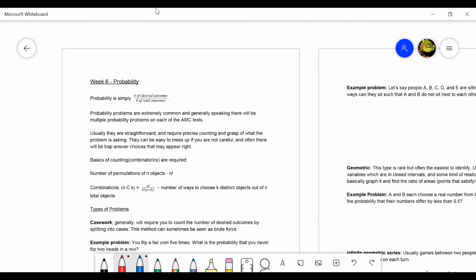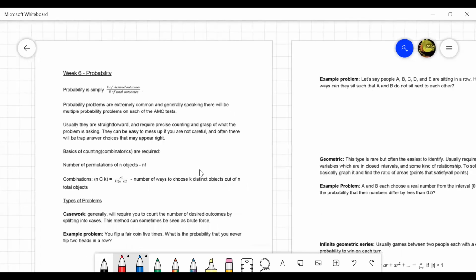So we start off with a simple definition of probability, which is the number of desired outcomes over the number of total outcomes. And I guess this can be visualized in a lot of ways. So if you're rolling a die and you want to get a 1, there's only one desired outcome, which is the 1, and a total of 6 outcomes, which is the numbers 1 through 6. So your probability of rolling a 1 is just 1/6.